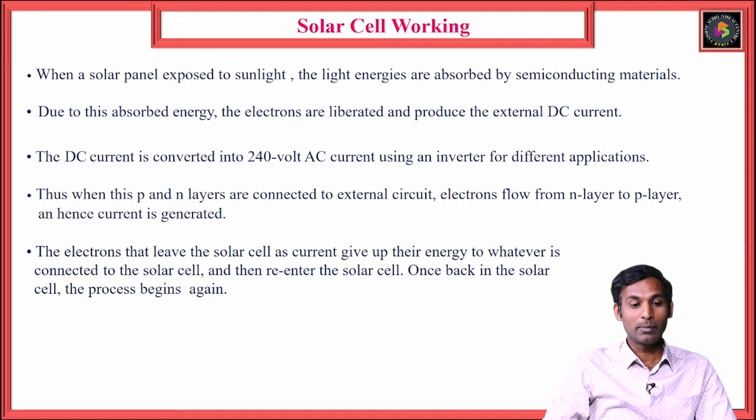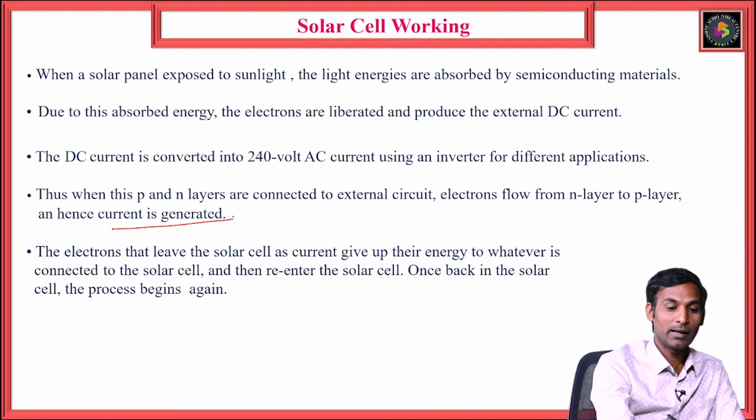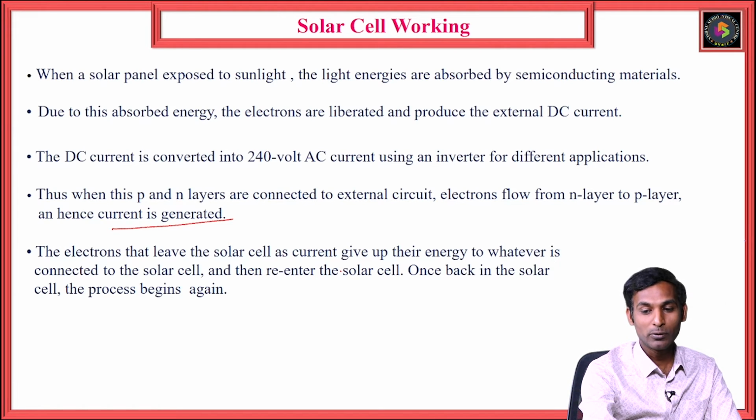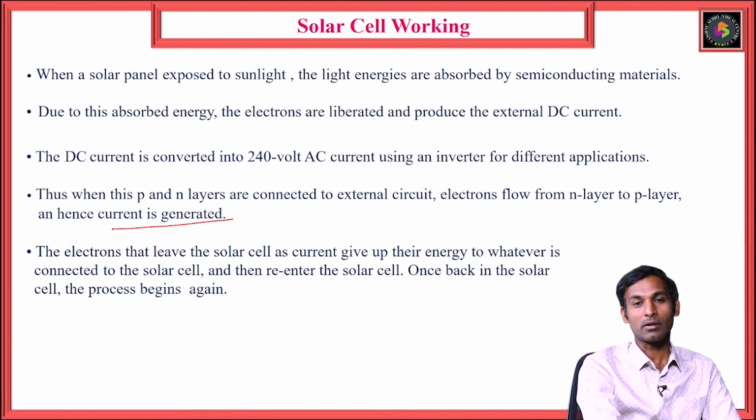When these P-type and N-type layers are connected to the external circuit, electrons flow from the N-type layer to the P-type layer, and the current takes place. So here the electrons that leave the solar cell as current give their energy to whatever is connected to the solar cell. That means, for example, you have to connect a load. What happens if you are not connected to a load?